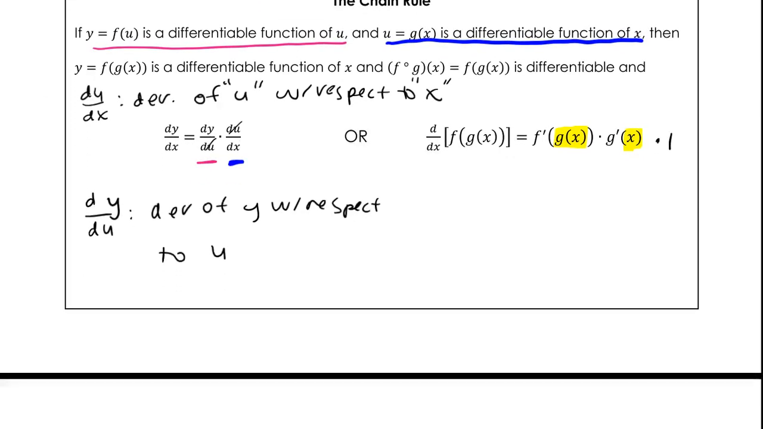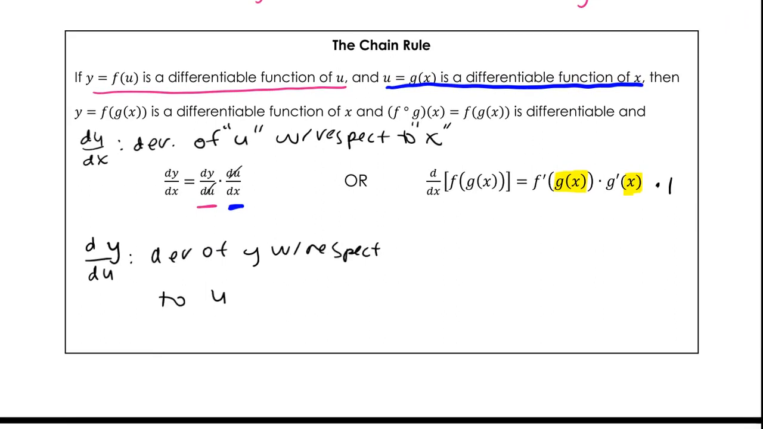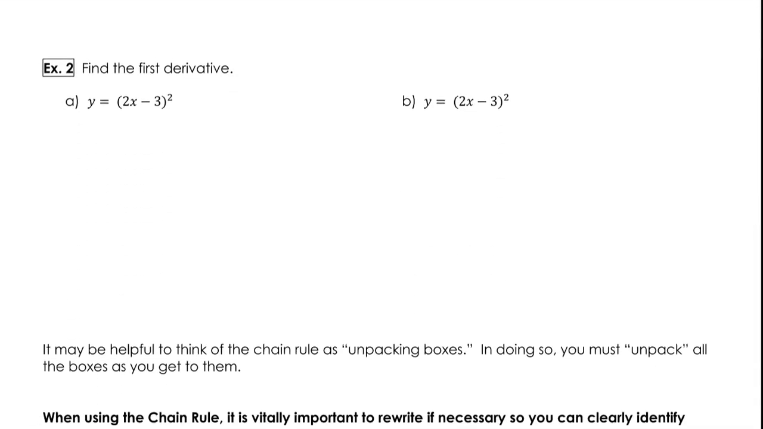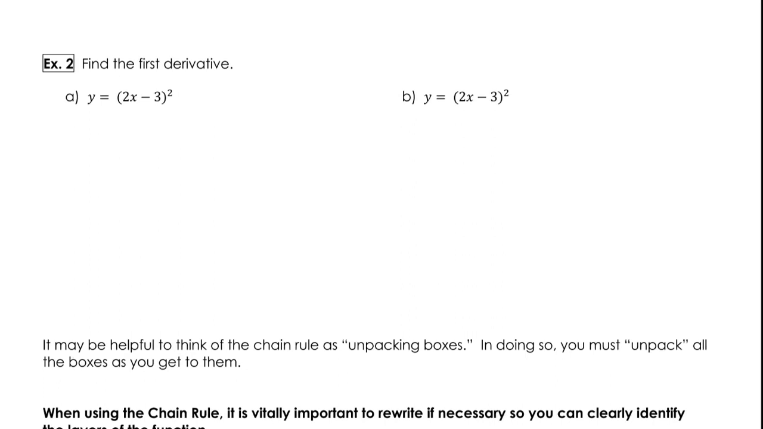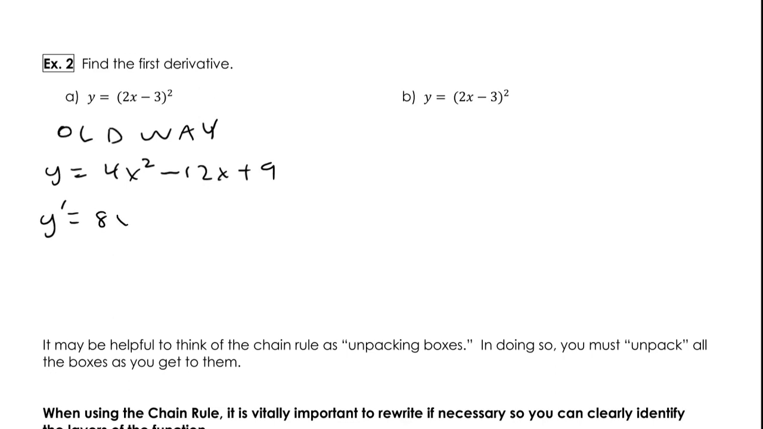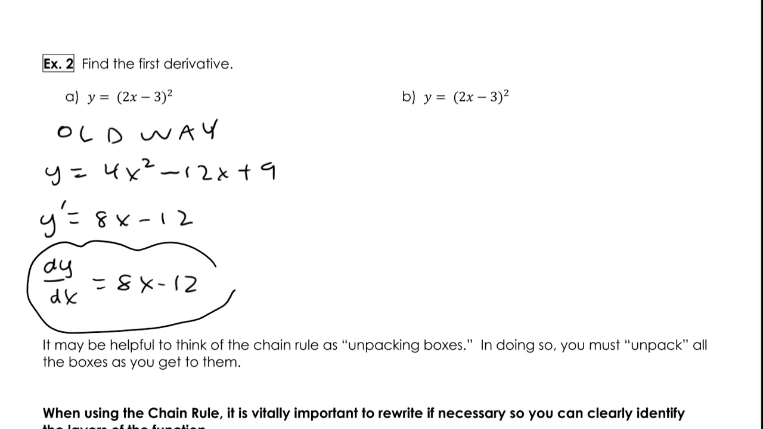Okay, let's try some problems. After you see some problems, you might want to go back and look at this again. It might make more sense. Now look at the first one. This is totally fine. We don't need chain rule. Let's do this the old way. To do it the old way, we would expand. So you're going to get 4x squared minus 12x plus 9. Notice I did not write y prime because I did not take the derivative yet. So then y prime is 8x minus 12. Okay, fine, easy. Let's write dy dx for no reason other than we are using that notation above.